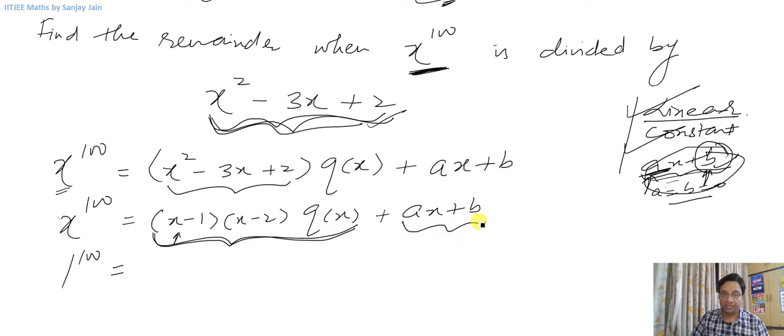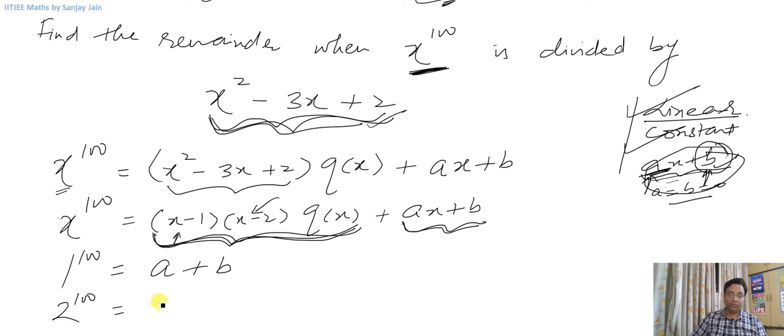And what will be this term then? This will be nothing but a plus b. Okay, when I put x equal to 2, the left hand side will become 2 raised to power 100. Again, this term will be 0, because now this bracket will become 0 when I put x equal to 2. And this term will be 2a plus b now. Okay, why am I doing this? Why am I putting x equal to 1 or x equal to 2?